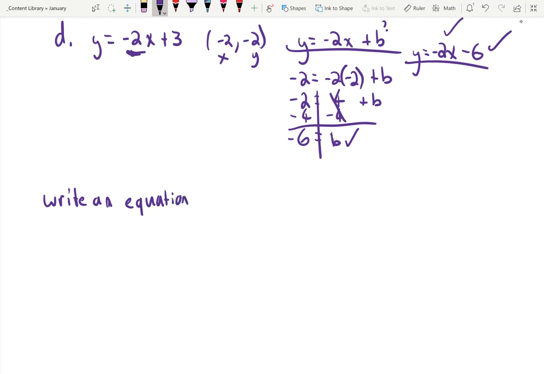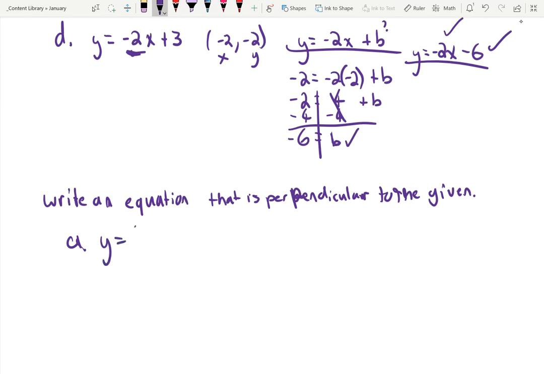All right, that is perpendicular to the given. Okay, so here's my example. So A, again, this is not through a specific point. I just want a general equation that's perpendicular to the one I'm going to write. So let's start with y equals 2/3 x plus 5.